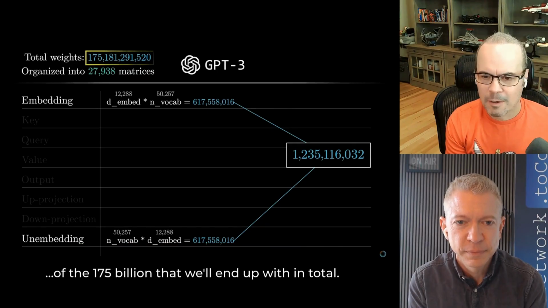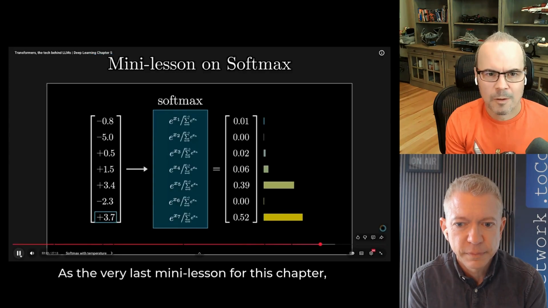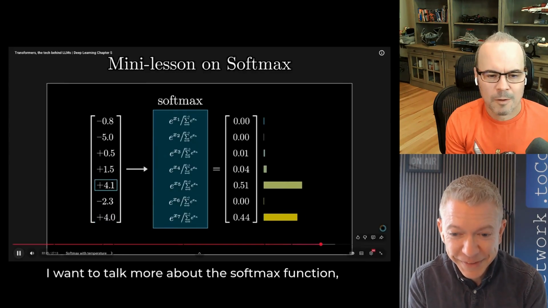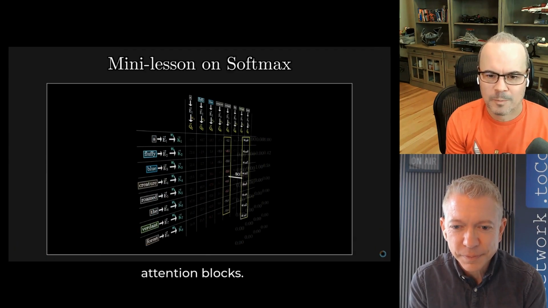Of the 175 billion that we'll end up with in total. As the very last mini lesson for this chapter, I want to talk more about the softmax function, since it makes another appearance for us once we dive into the attention blocks.